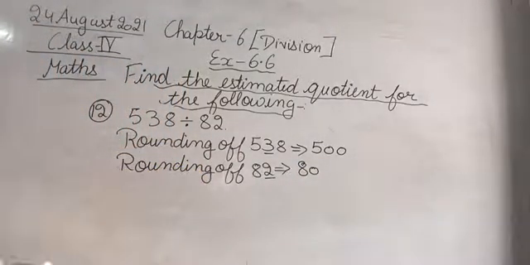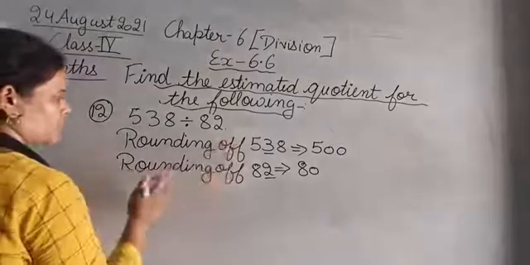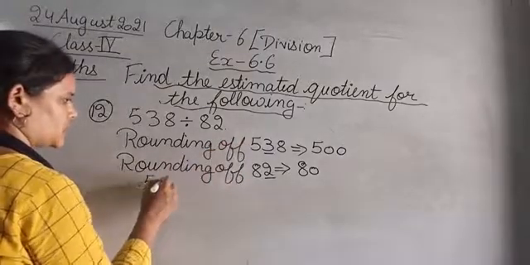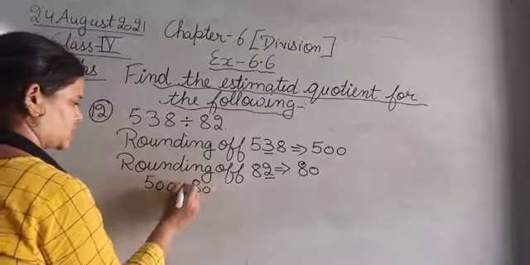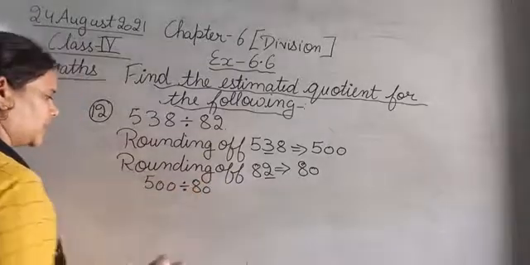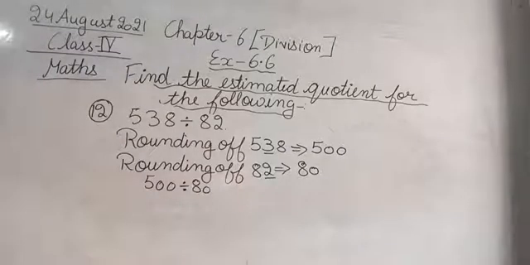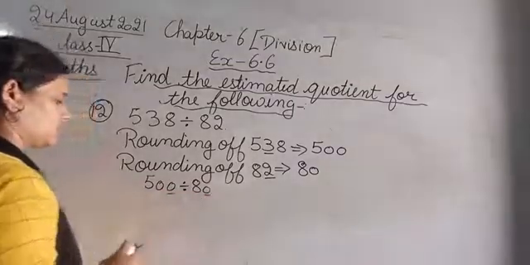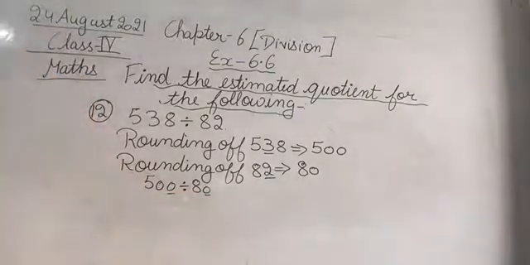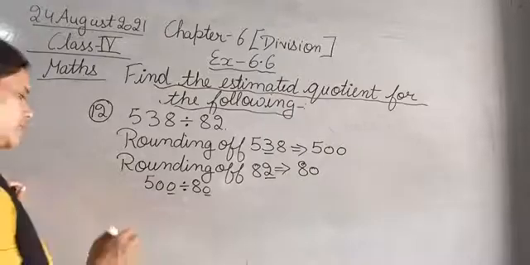Now the new dividend and divisor are 500 divided by 80. Again we will pick out the common zeros from here, one from here and one from here. This will remain 50 and this will become 8. So we will write the statement.